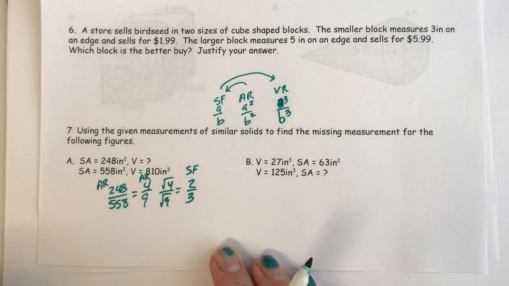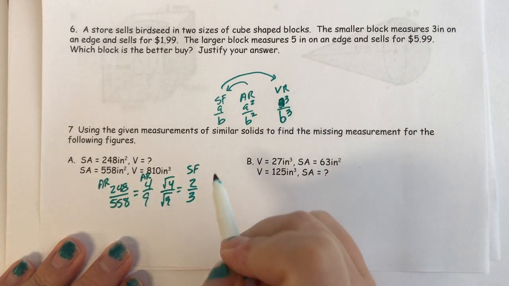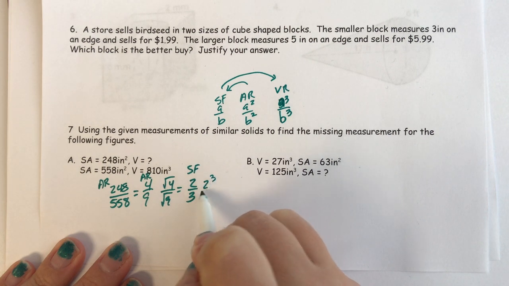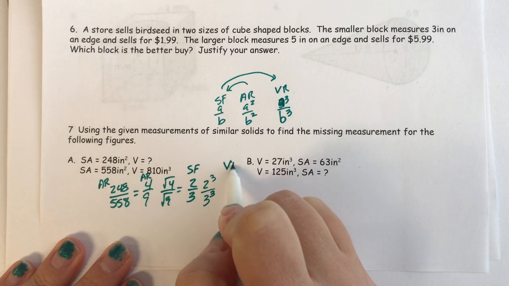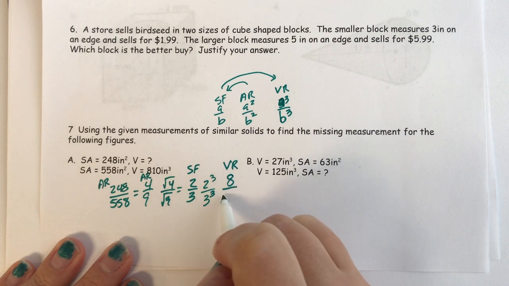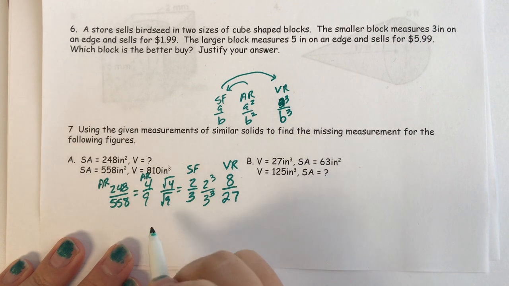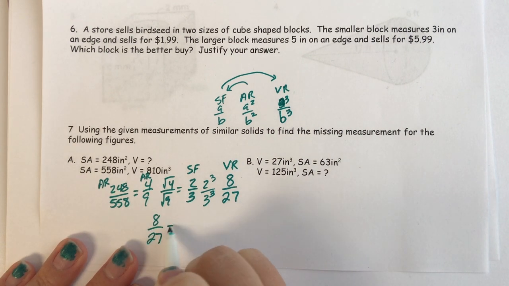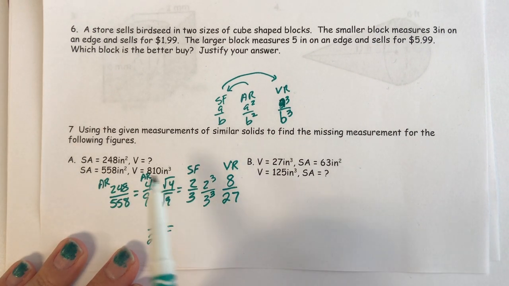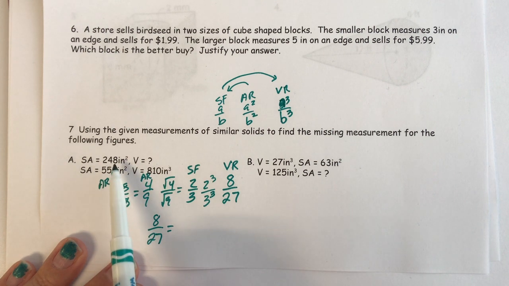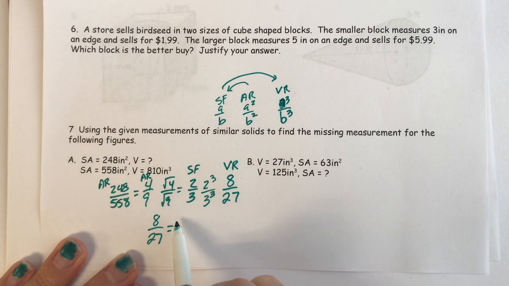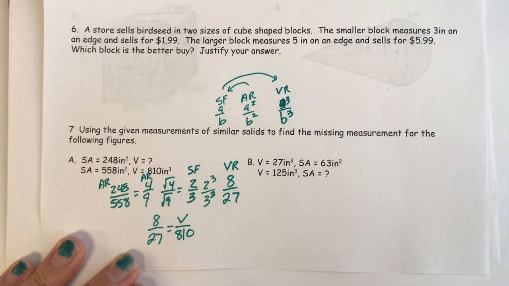Now we need to remember that this is not what we want for the answer. Of course, we need the volume ratio. So we have to take this and cube it to get our volume ratio, which will be 8 and 27. Now that we actually have the volume ratio, we will set that equal to the volume of whichever one you put on the top. I put the 248 on top, so that means the unknown volume is on the top, and the 810 will go on the bottom, and then you're going to cross multiply and solve.